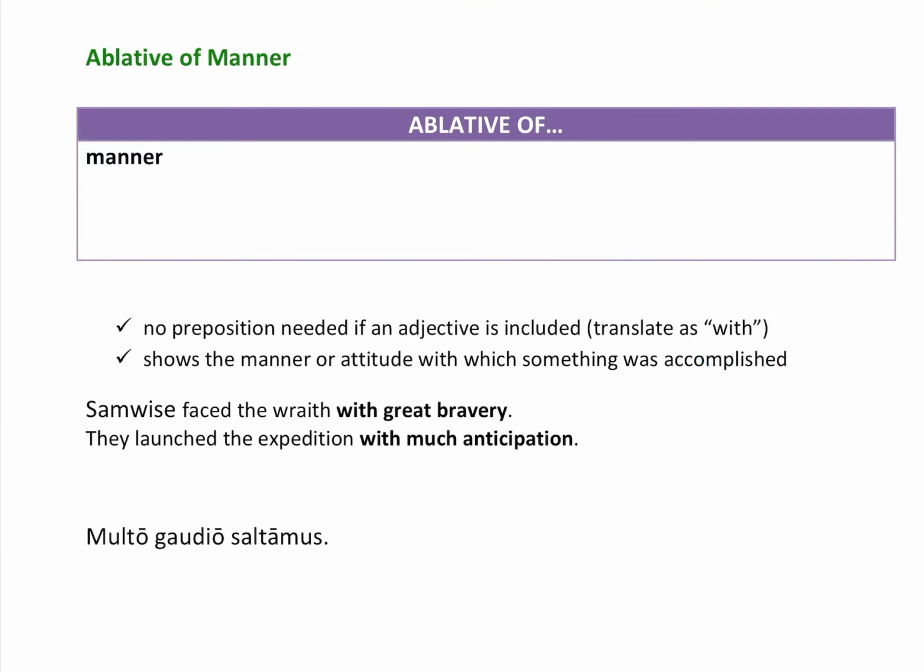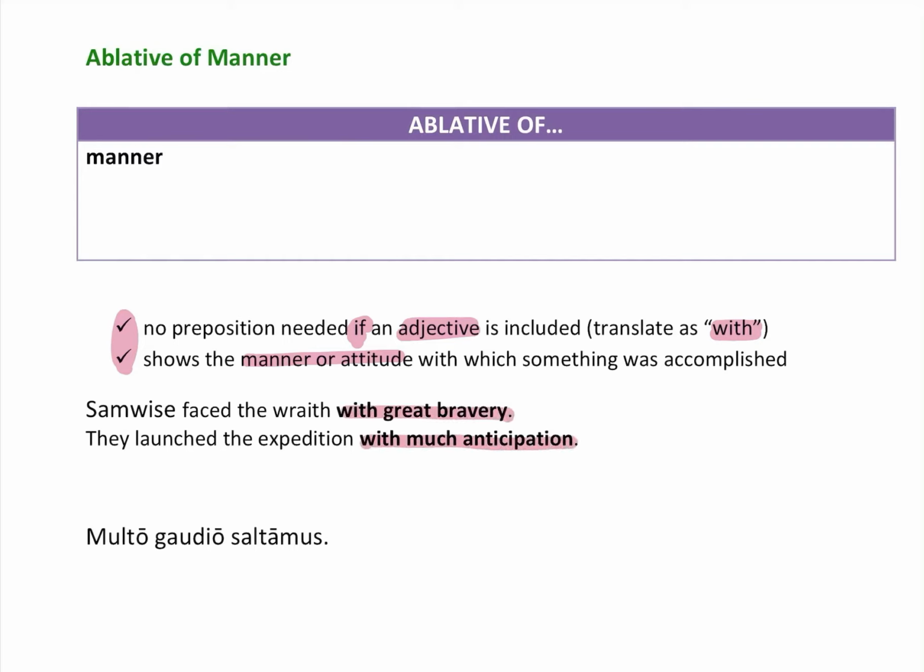Ablative of manner. This one's in a white row, as you can see. So ablative of manner, just two things to write down in there. Again, no preposition needed if there's an adjective included, and we want to translate as with. And it shows the manner or attitude with which something is accomplished. So emotions, attitude, you'll see in a minute how we do that.